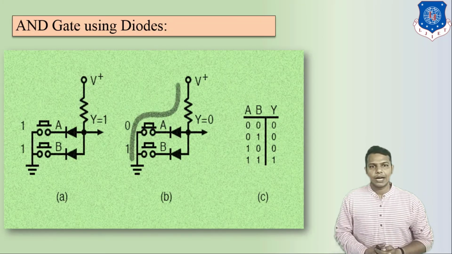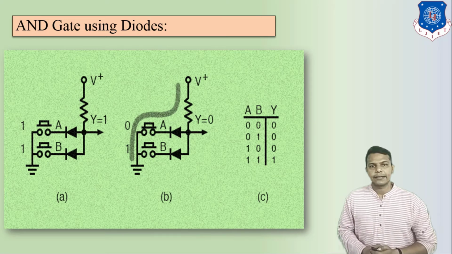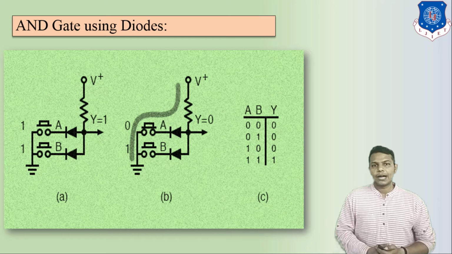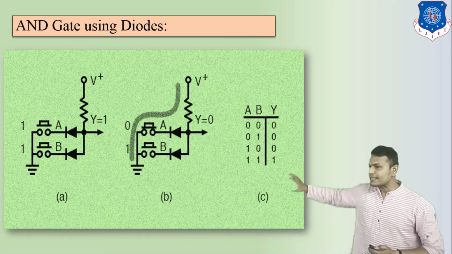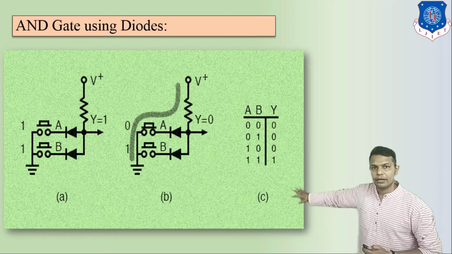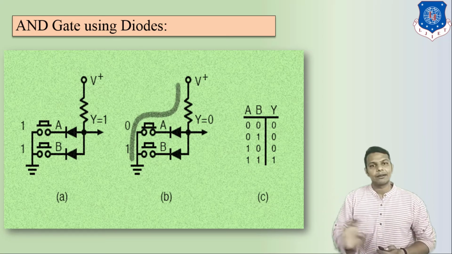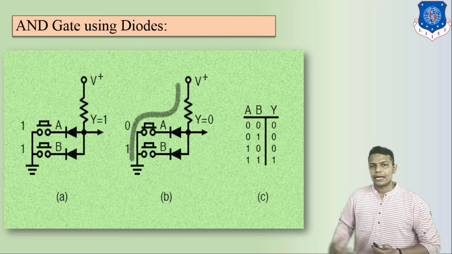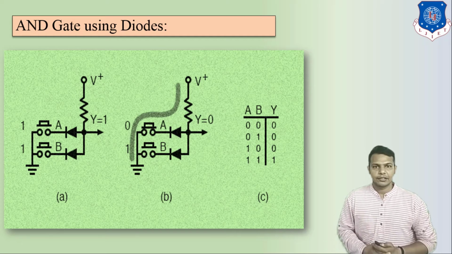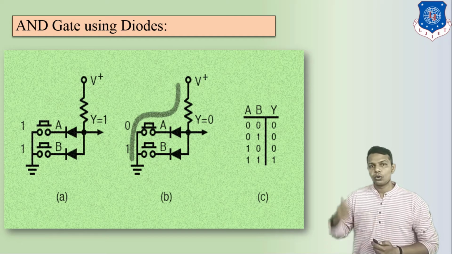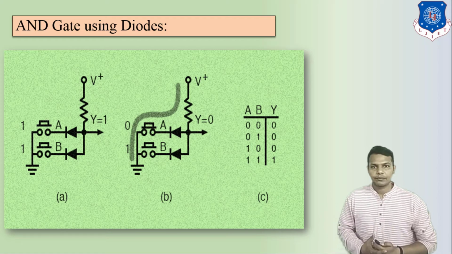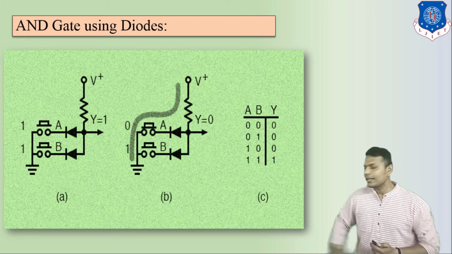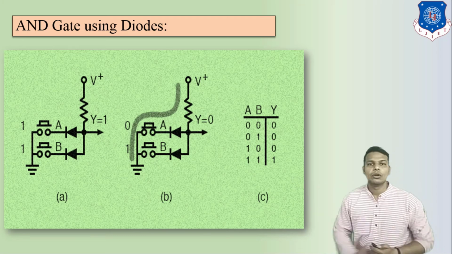AND gate using diodes. Here in this circuit diagram, this is the equivalent circuit of AND gate using diode. In A we can see there is a 1 1. Both the inputs are 1 1. A is equal to 1, B is equal to 1. That means it becomes open circuited. So current does not flow from A to B side. That's why your output will be 1. That's why here we can see Y is equal to 1.